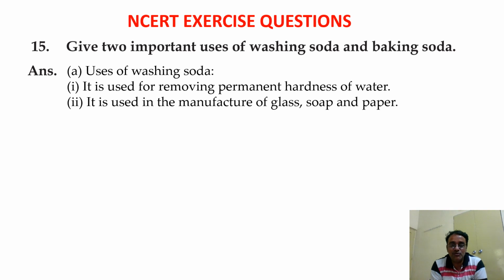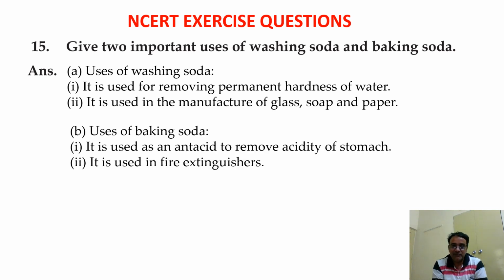So these are the two uses of washing soda. It is used for removing permanent hardness of water. It is used in the manufacture of glass, soap and paper. These are the two uses of baking soda. It is used as an antacid to remove acidity of the stomach. It is used in fire extinguishers.